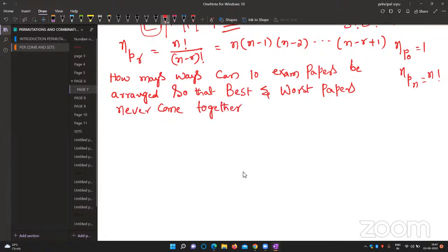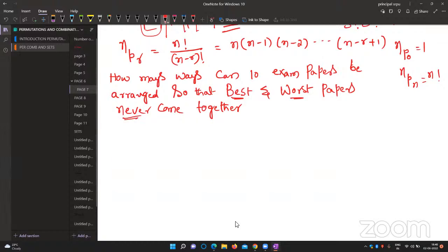Look, there are 10 question papers. Try to understand this question once again. There are 10 exam papers. You arrange all 10 examination papers so that best and worst papers never come together. Best paper and worst paper cannot be together, or easy paper and tough paper cannot be together, never come together. Are you getting this point?